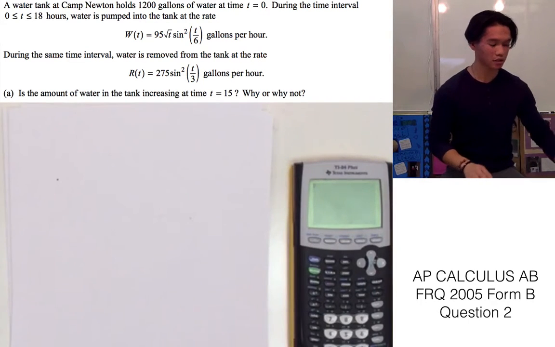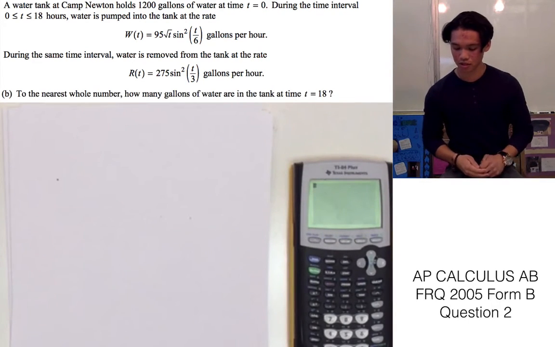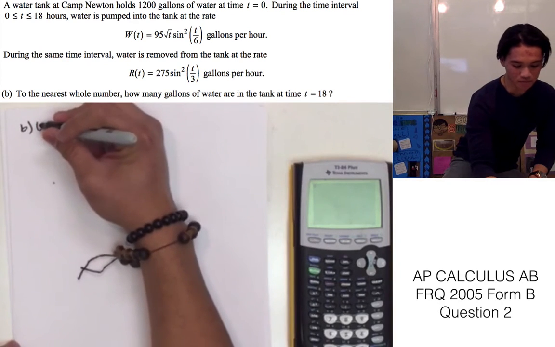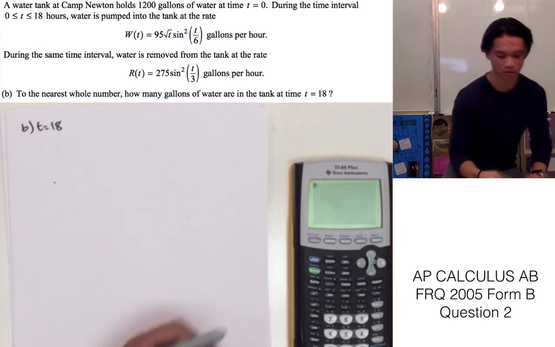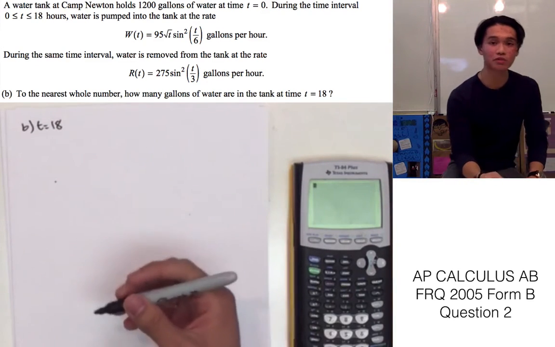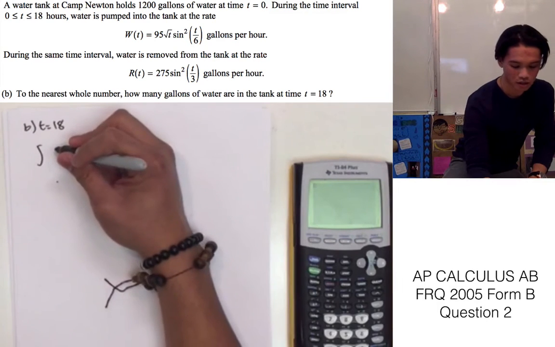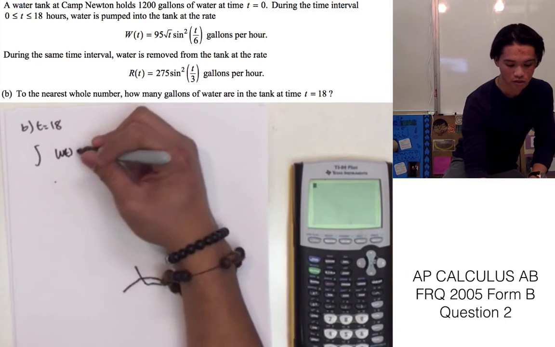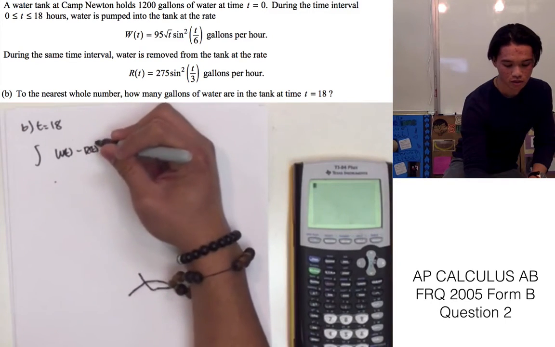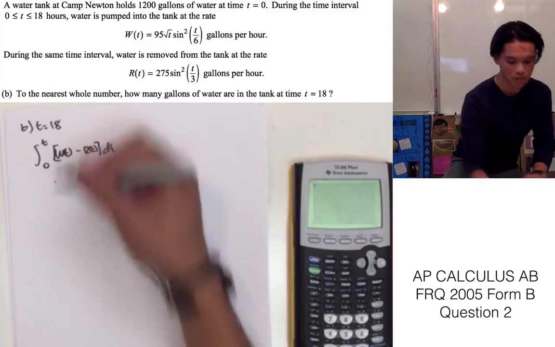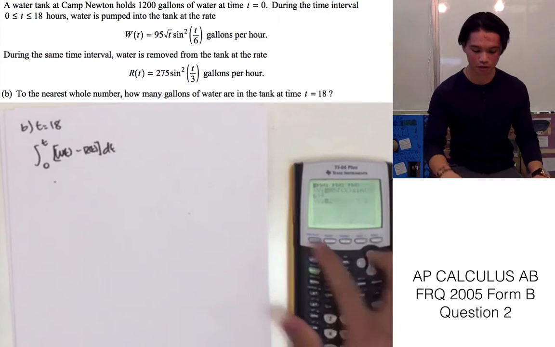And now we can go ahead and take a look into part B, which says, to the nearest whole number, how many gallons of water are in the tank at time t equals 18? So part B, t equals 18. And the function that we will be using to represent this is the integral of the total amount of water, which is W of t minus R of t, dt, from 0 to t. And we can go ahead and put that function into our calculator.